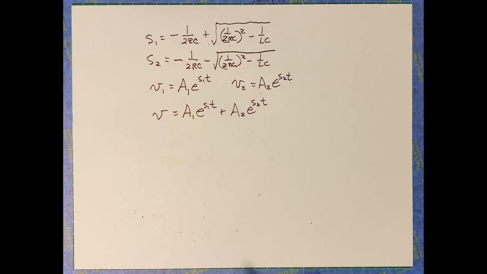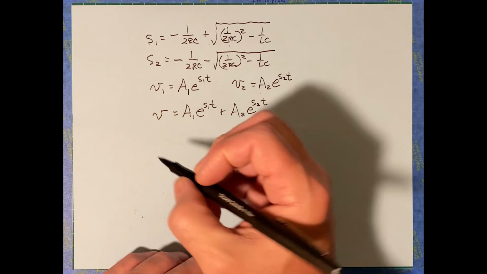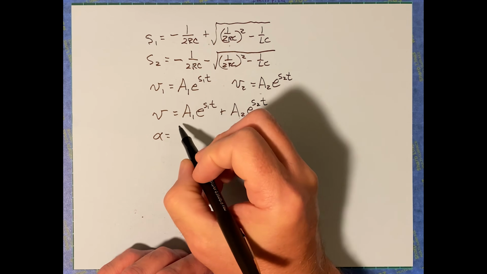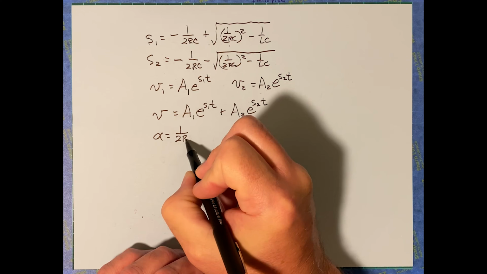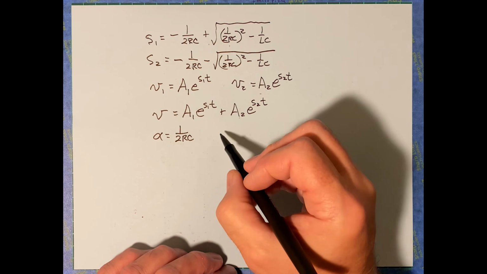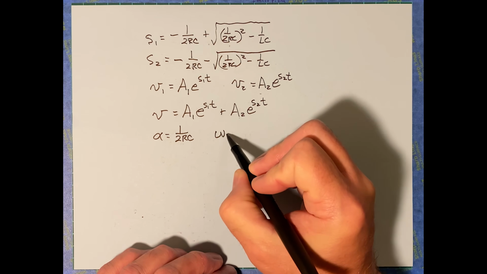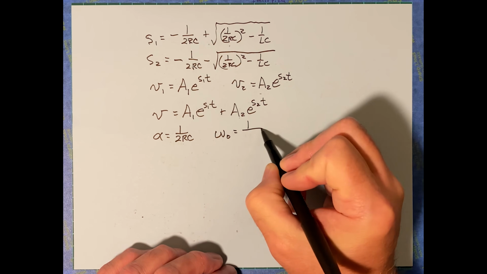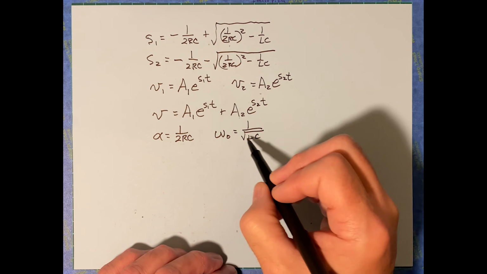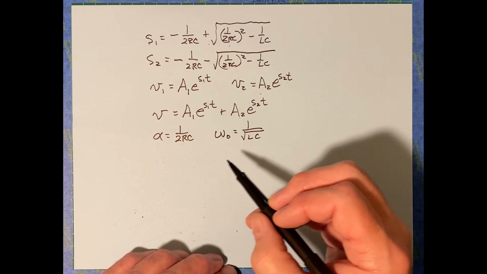All right, now we're going to make some substitutions just to get it in the form that we want. Let alpha equal 1 over 2RC. So that's the term that's inside the parenthesis there. And then omega naught is equal to 1 over the square root of LC. Now, these two things have names. They pop up quite often.